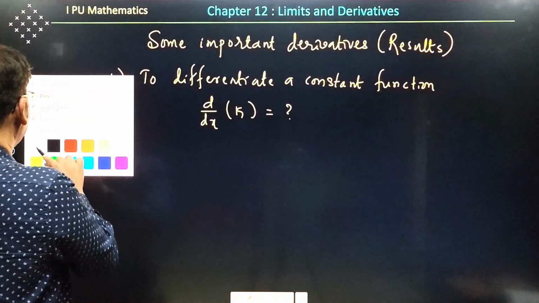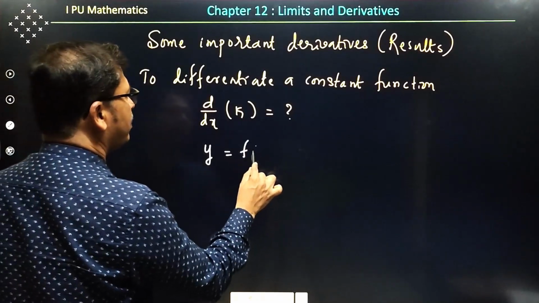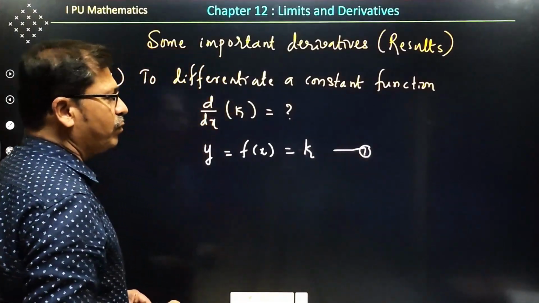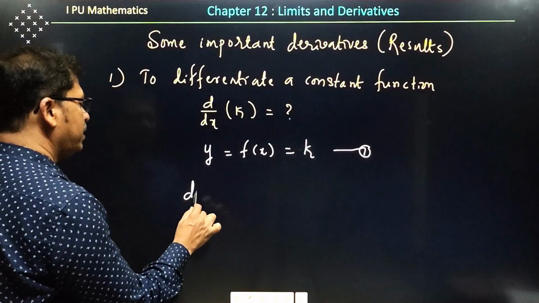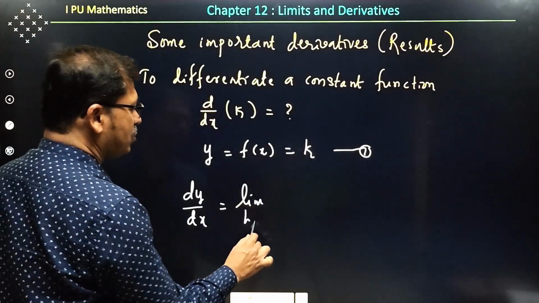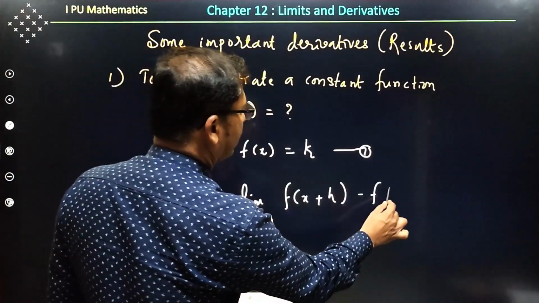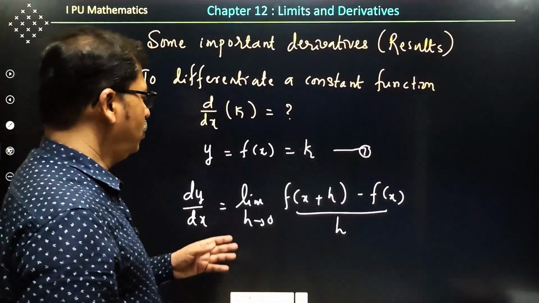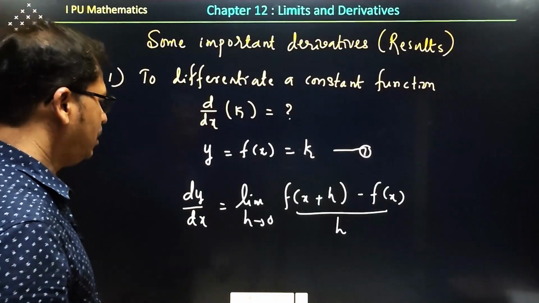Now let me prove this. Let us take into consideration y is equal to f of x. You may say f of x is equal to some constant function k here. You take this as equation number 1. Now, by the definition of dy by dx is equal to limit h tends to 0, f of x plus h minus f of x divided by what here? h. This is your first principle rule here. So let me apply this one and continue the calculation here.